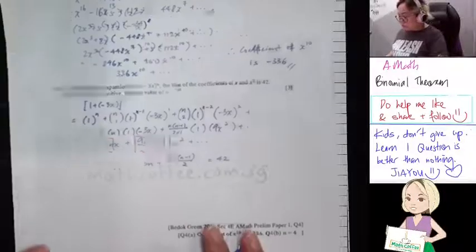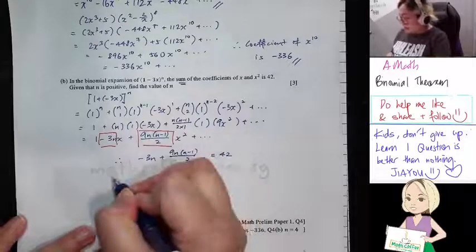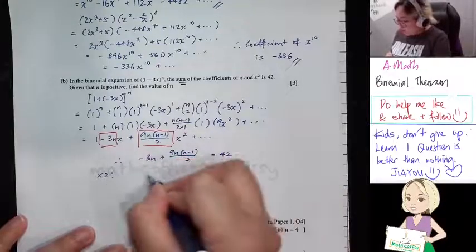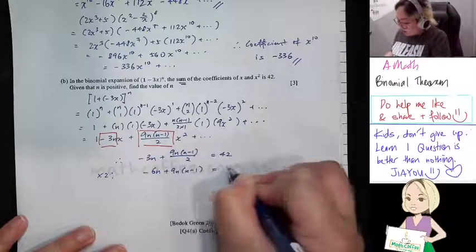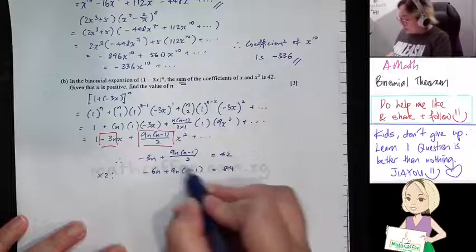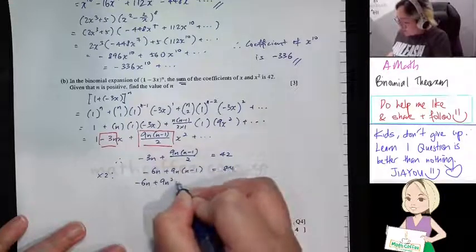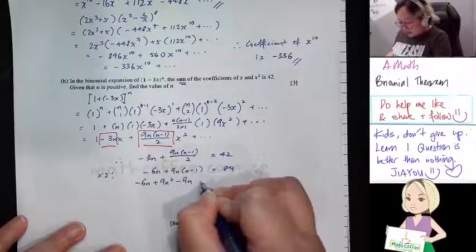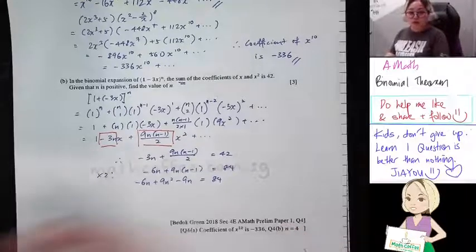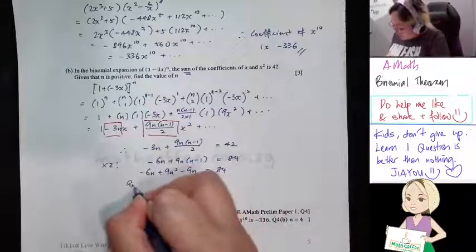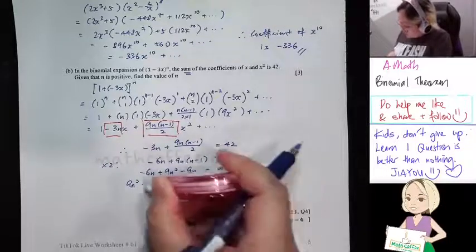Agree? So now, I have a denominator 2 here, so I want to make it flat by multiplying by 2 throughout. So I will have minus 6n plus 9n(n minus 1) equals 84. So I need to expand this one. So it's minus 6n plus 9n squared minus 9n equals 84. So we know that this is a quadratic equation. So throw everything to the left hand side. So I have 9n squared minus 15n. This one can simplify already.